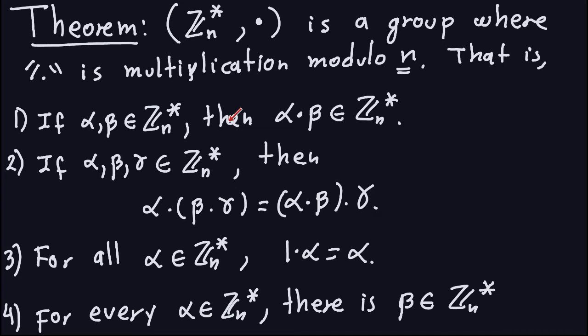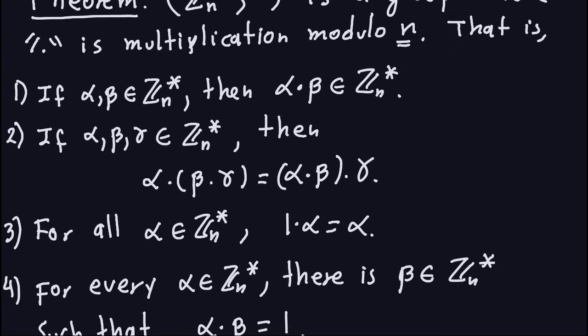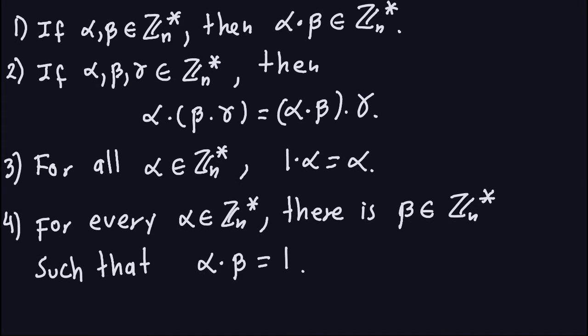That's what we call closed. The second one is if I have three elements, alpha, beta, and gamma, in this collection, then associativity is true. So if I do beta times gamma and then multiply on the left by alpha, that's exactly the same as multiplying alpha and beta and then times gamma. So this operation, dot, multiplication modulo n, is associative. Also, the third one is that, of course, if you take 1 and multiply by any number modulo n, you get back exactly the same number, for any element in Zn star.